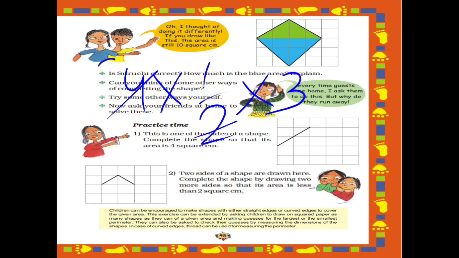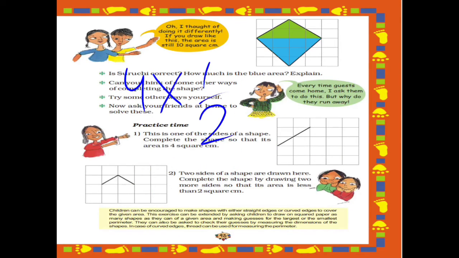So 4 gets cut and here 2 will come, right? So 2 into 1 into 3. So 2 ones are 2 and 2 threes are 6. So 6 centimeter square. So the area of the blue color area is 6 square centimeter or 6 centimeter square.